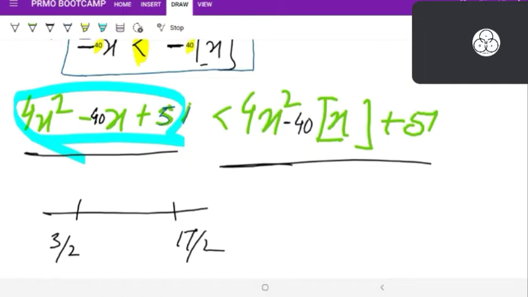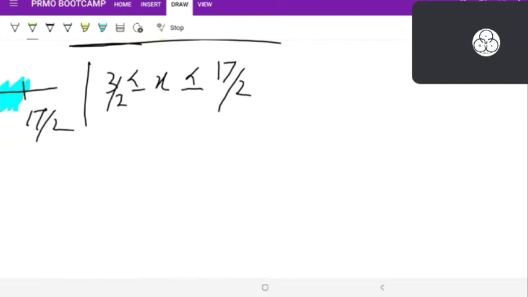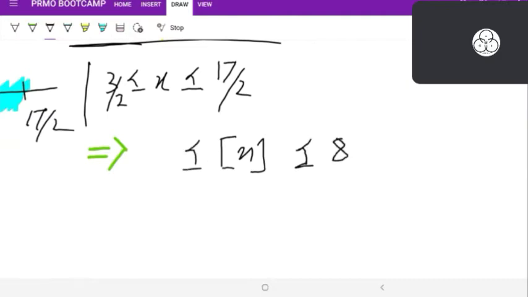Which implies that the roots of this expression, whatever be the root, let it be anything, doesn't matter, lie in this region, that is between 3 by 2 and 17 by 2. Which implies that, okay, not box x, this is x less than or equal to 17 by 2 and greater than or equal to 3 by 2. Which means that box of x, take the greatest integer value on both sides, this is 8.5, this will be 8, this is 1. Now the calculations are really easy.